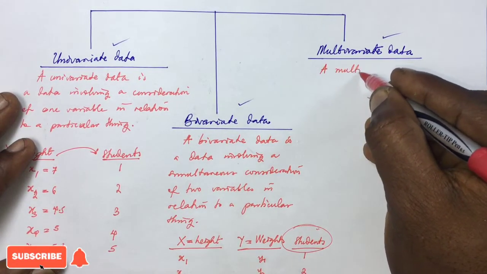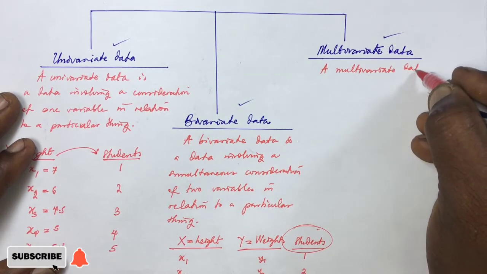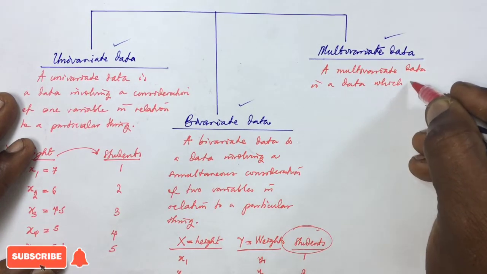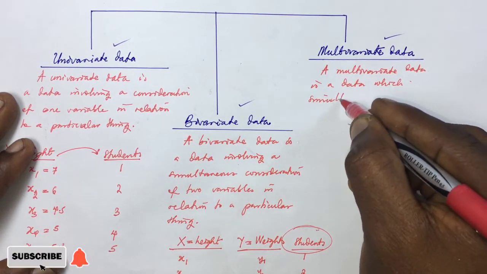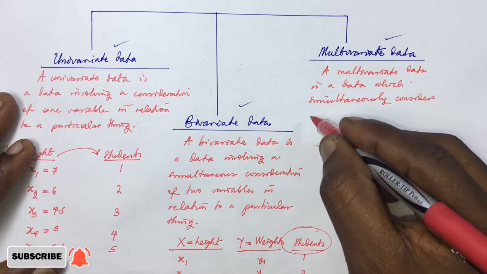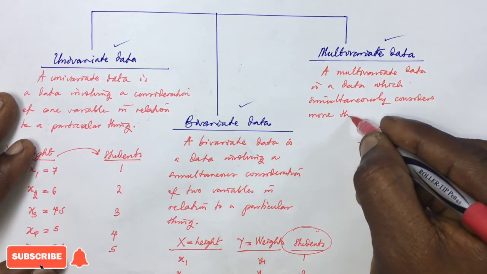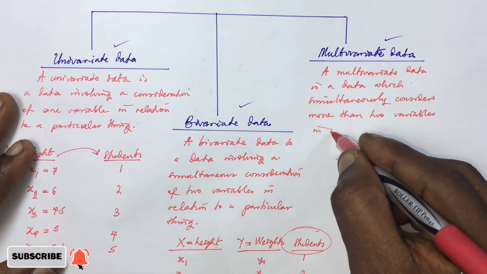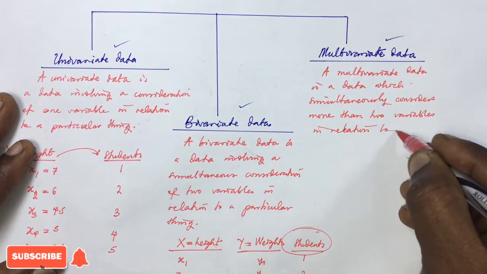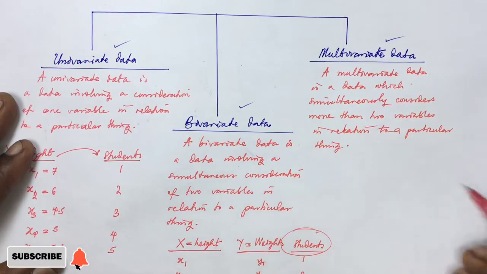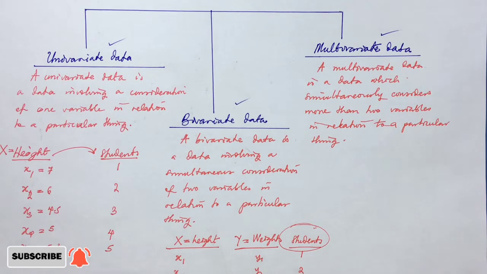So a multivariate data is a data which simultaneously considers more than 2 variables in relation to a particular thing. When you consider more than 2 variables in relation to a particular thing, it gives us what is called a multivariate data.